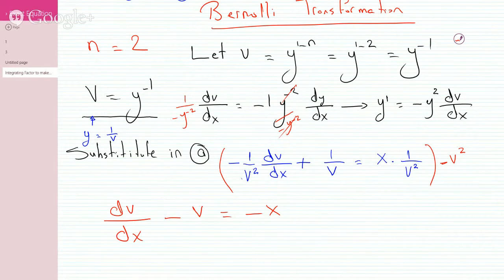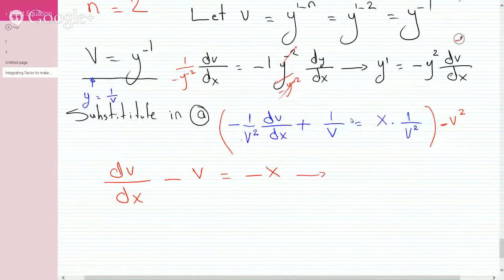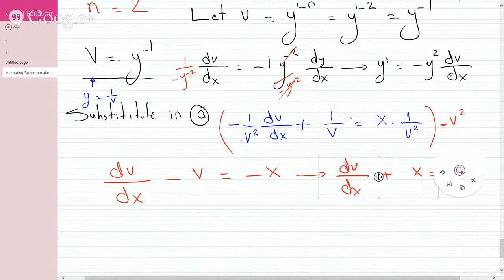Okay? Now, just move things around a little bit. Move this to the right-hand side. So dv over dx plus x equals... actually, no, it was fine. We don't need to do that. It's already in the standard form that we need it to be in. So, right?